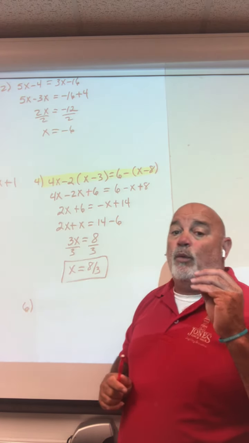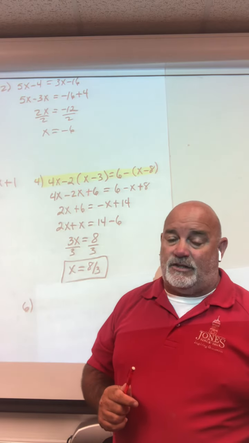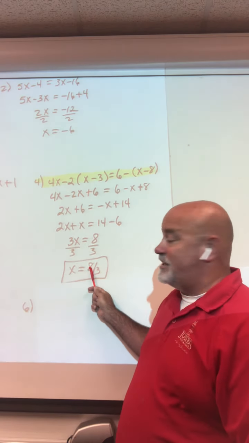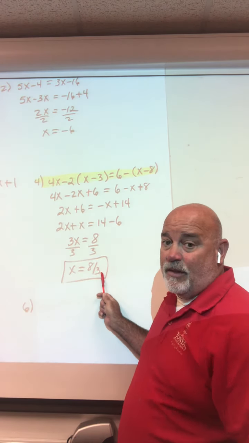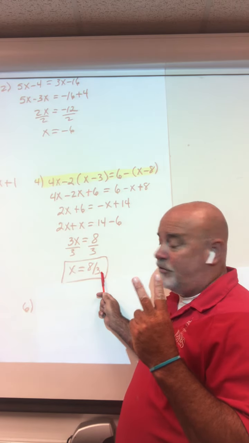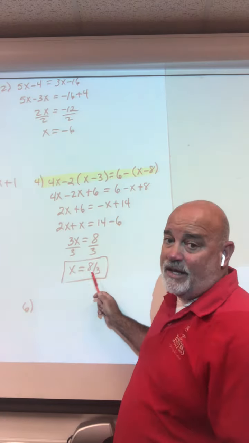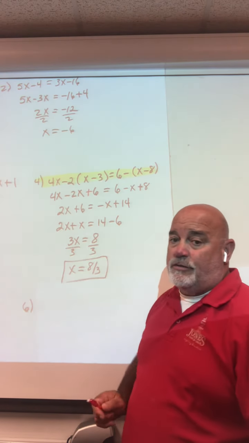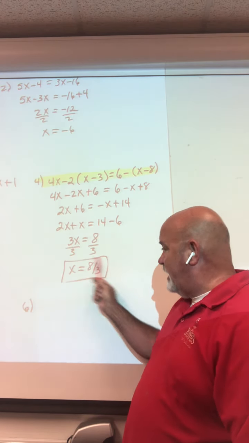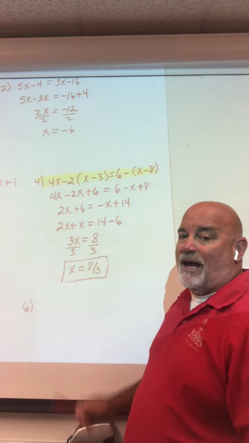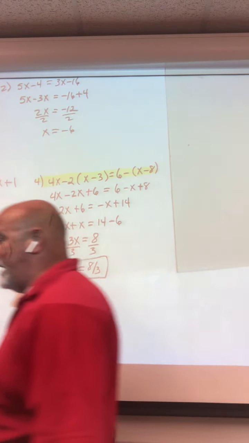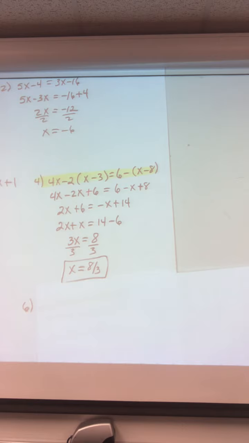Now, if it will reduce, by all means do that. For instance, if this was 8 over 6, 2 goes into both of those. So 2 would go into 8 4 times, 2 would go into 6 3 times. So do reduce it if it'll reduce. But if it doesn't, leave it in reduced fractional form. So 8/3 would be the answer there that I'll want.